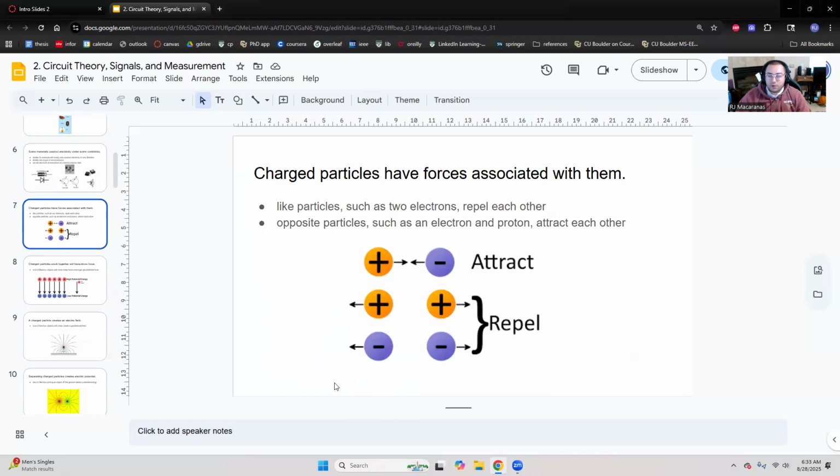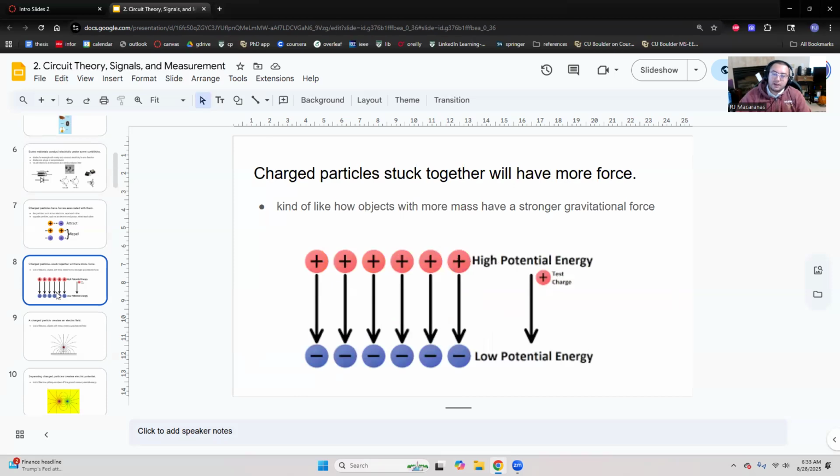Like I had mentioned before, charged particles can either have a positive charge or a negative charge. And like particles will repel each other, right? So if I have two electrons or two protons, they'll want to push each other away. Whereas if we have oppositely charged particles, they'll start to attract each other. And charged particles that are stuck together will have more force, just like how objects with more mass have a stronger gravitational force.